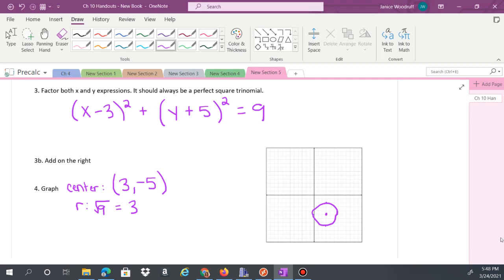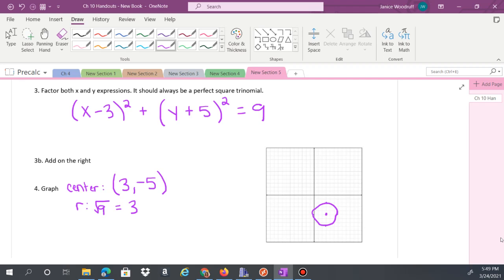Okay, and then if you were asked the domain and range, again, you can graph it and look at the graph. Here, the domain I think would be 0 to 6, or you can just add and subtract the radius from the x value and the y value.